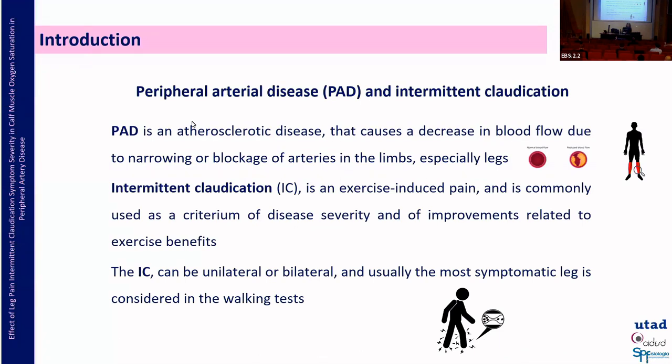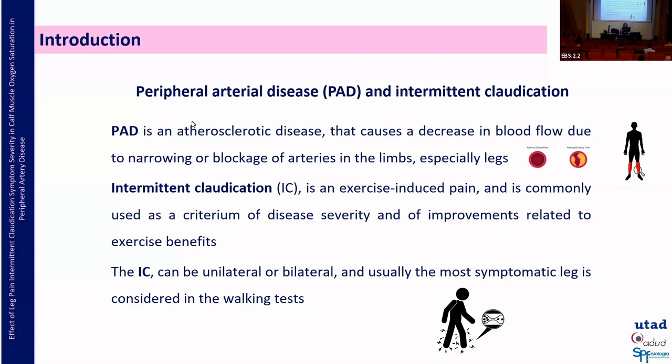So peripheral artery disease is an atherosclerotic disease that causes a decrease in blood flow due to narrowing or blockage of the arteries, and it's associated with intermittent claudication, that is exercise-induced pain that is relieved with rest. It is a very common symptom and is often used as a criterion of the severity of the disease, and also a criterion of the improvements related to exercise programs or exercise therapy.